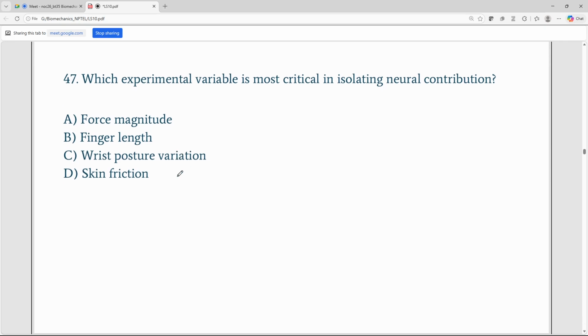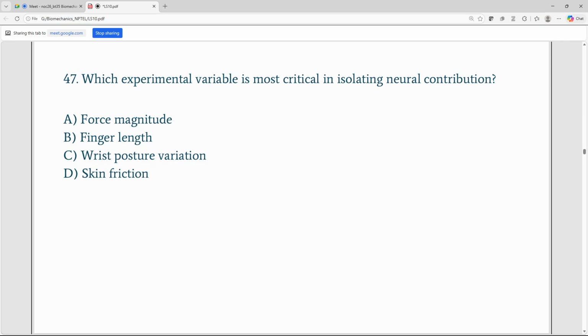Next question: which experimental variable is most critical in isolating neural contribution? Options are: option A, force magnitude. Option B, finger length. Option C, wrist posture variation. Option D, skin friction.